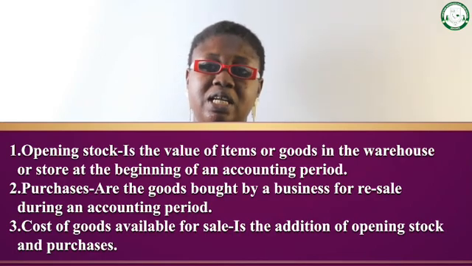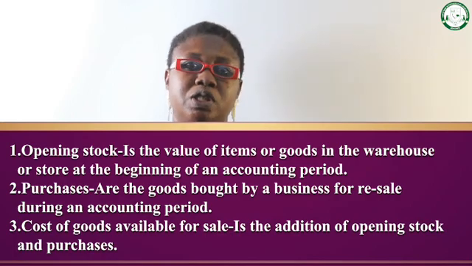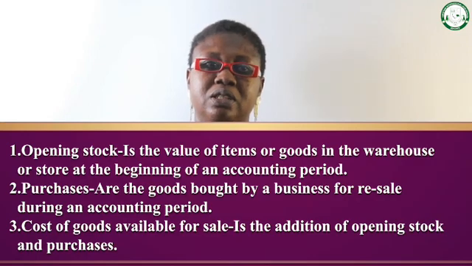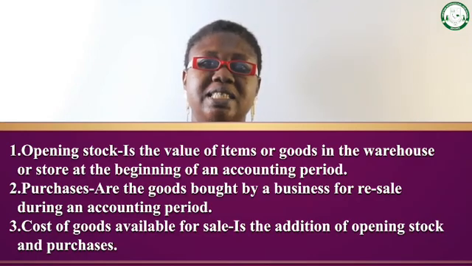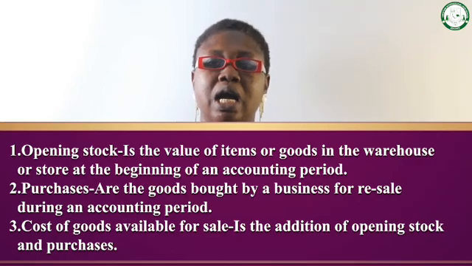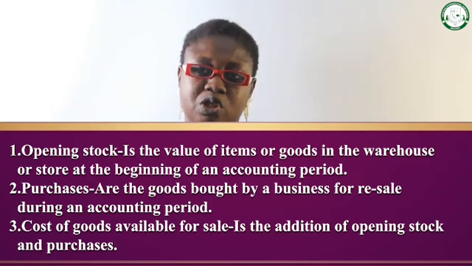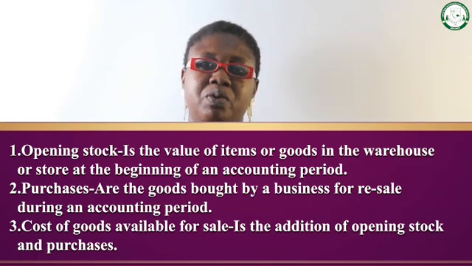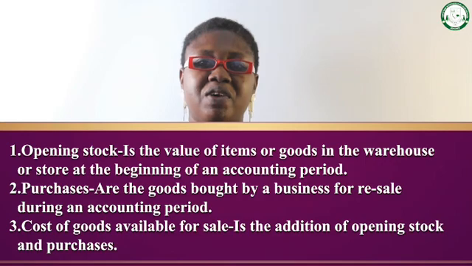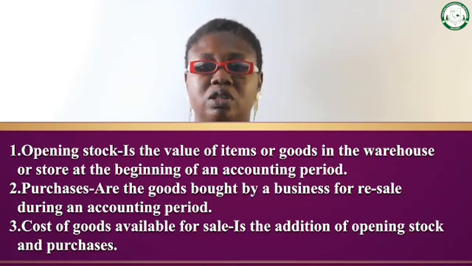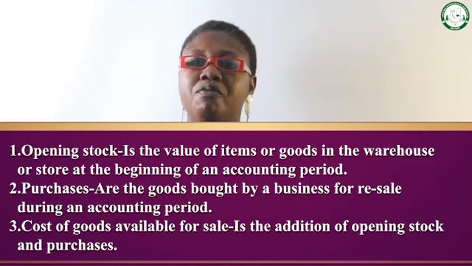Then we have another term, which is cost of goods available for sale. Now, cost of goods available for sale is the addition of both opening stock and purchases. So when preparing the account, we have opening stock stated, and then we add our purchases. Whatever we get as the total figure becomes our cost of goods available for sale.